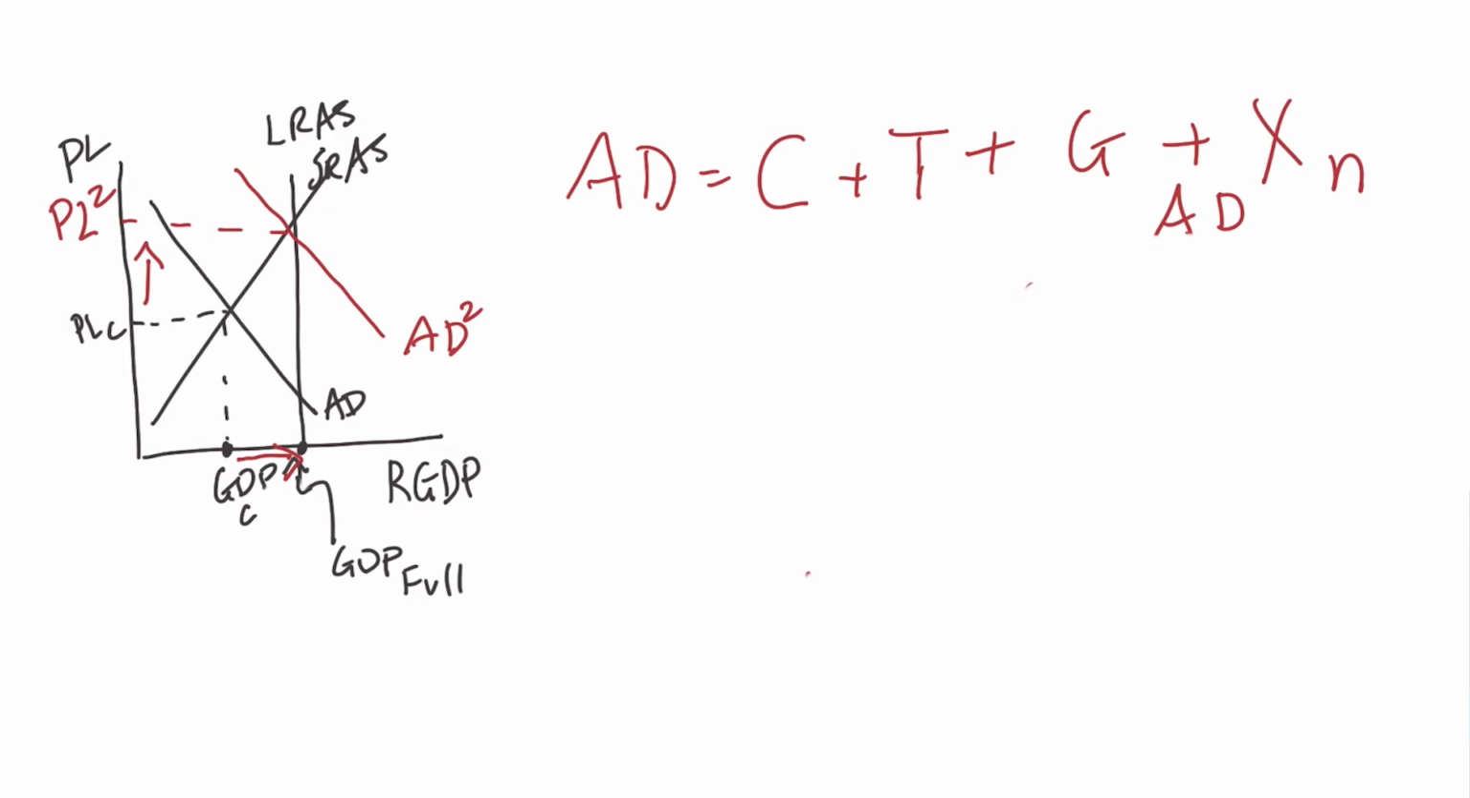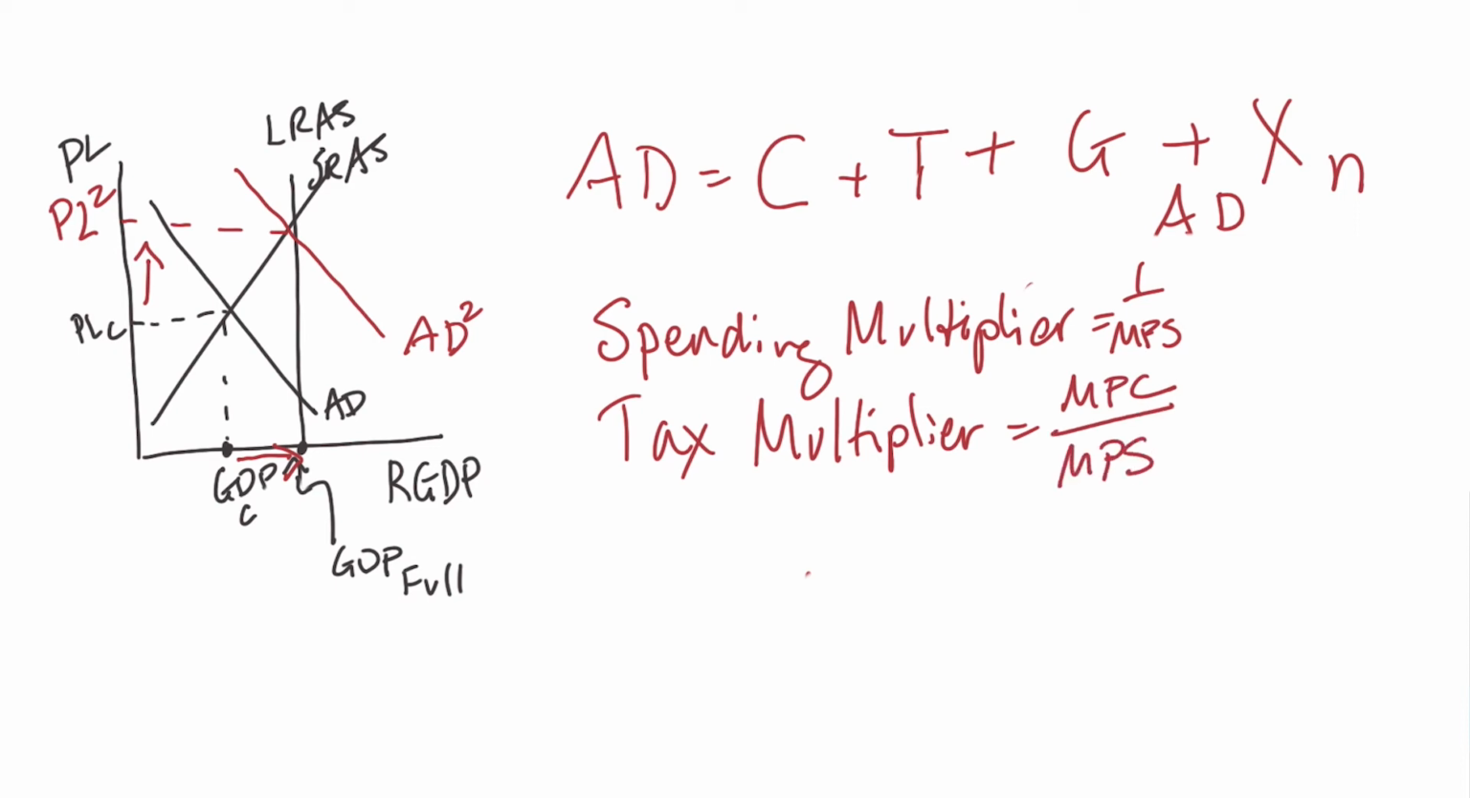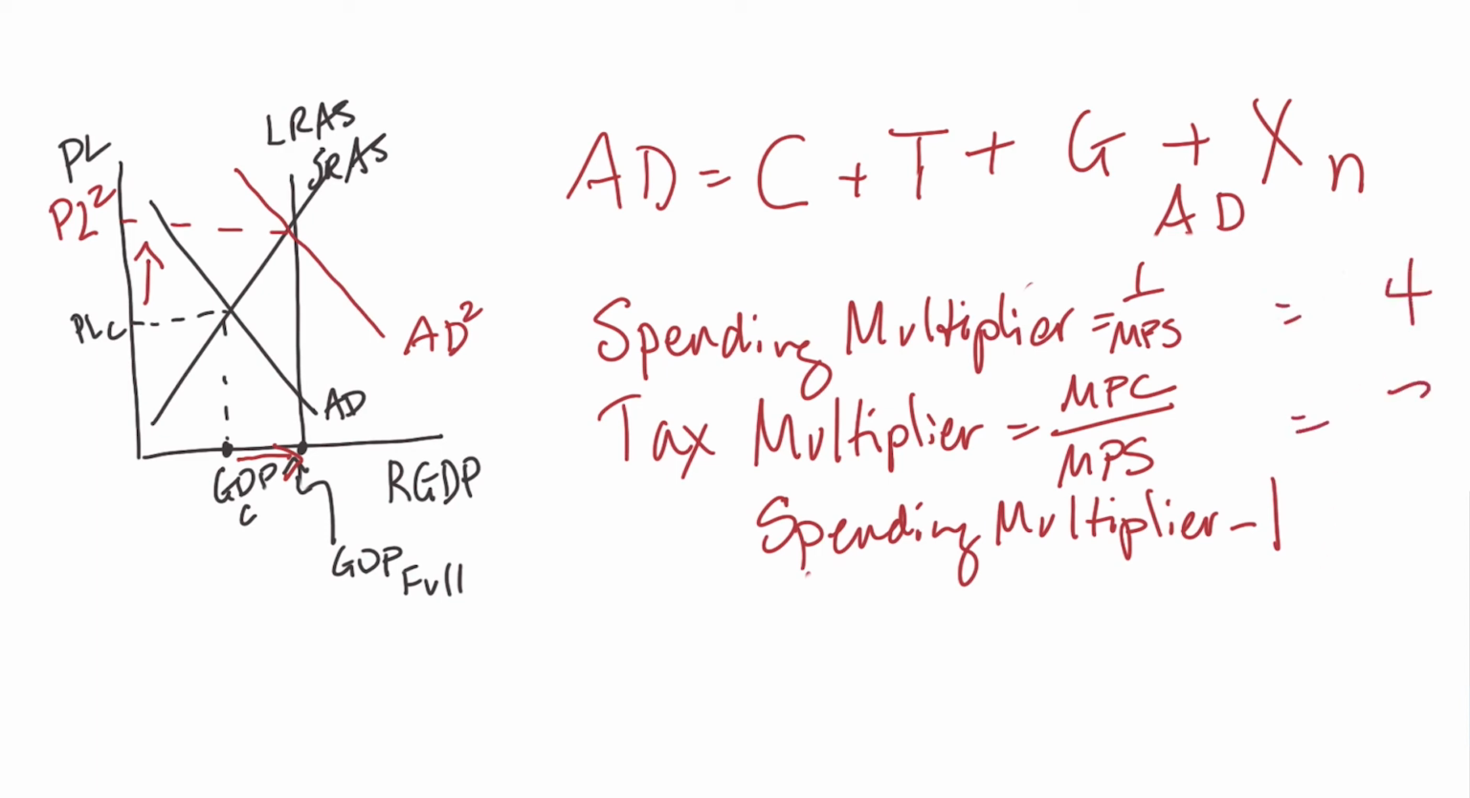So now we have three multipliers. The government spending multiplier, or the spending multiplier, equals 1 over the marginal propensity to save. The tax multiplier, smaller than the spending multiplier, equals the marginal propensity to consume over the marginal propensity to save. Another way of calculating the tax multiplier is to take the spending multiplier and subtract 1. In our case, the spending multiplier was 4. The tax multiplier is 3, and we get it the same way whether we calculate it with marginal propensity to consume divided by marginal propensity to save, or the spending multiplier minus 1.